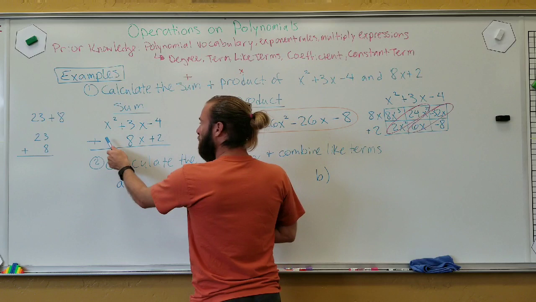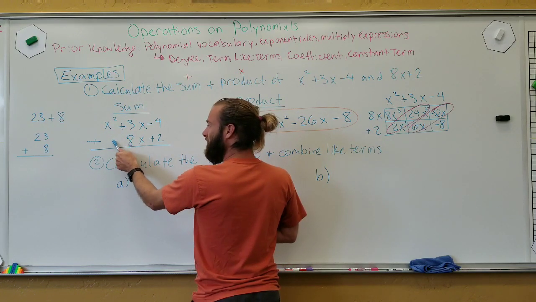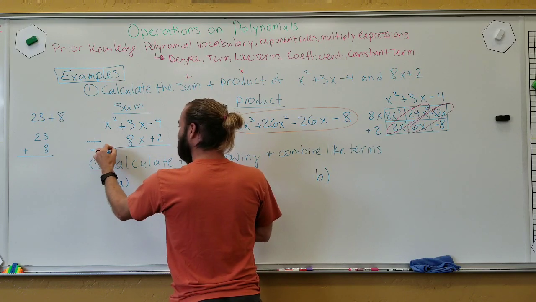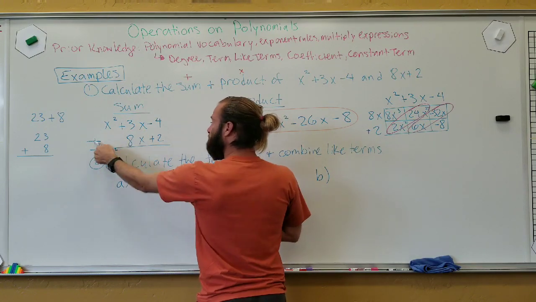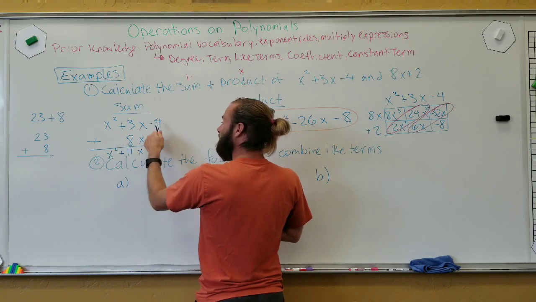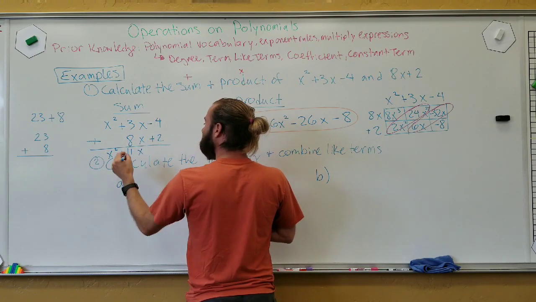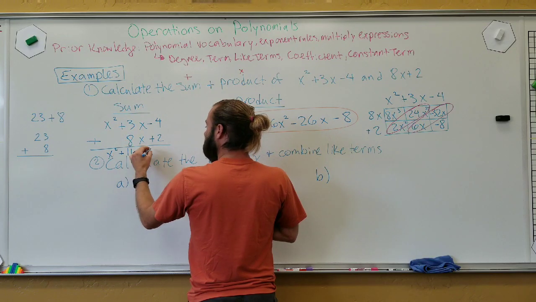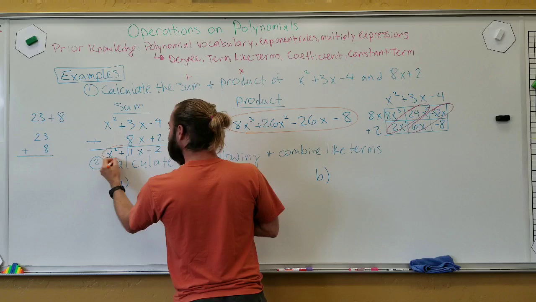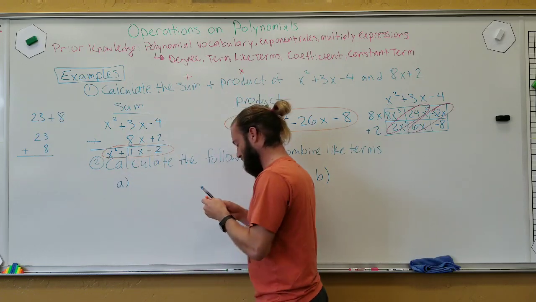And you'll notice, okay, well, there is not a like term in the second one that goes with x squared. So if I'm adding these, then I'm actually just going to have an x squared there. 3x plus 8x is going to be 11x, and the negative 4 plus 2 is going to give me a negative 2. So the sum of those two polynomials is this.